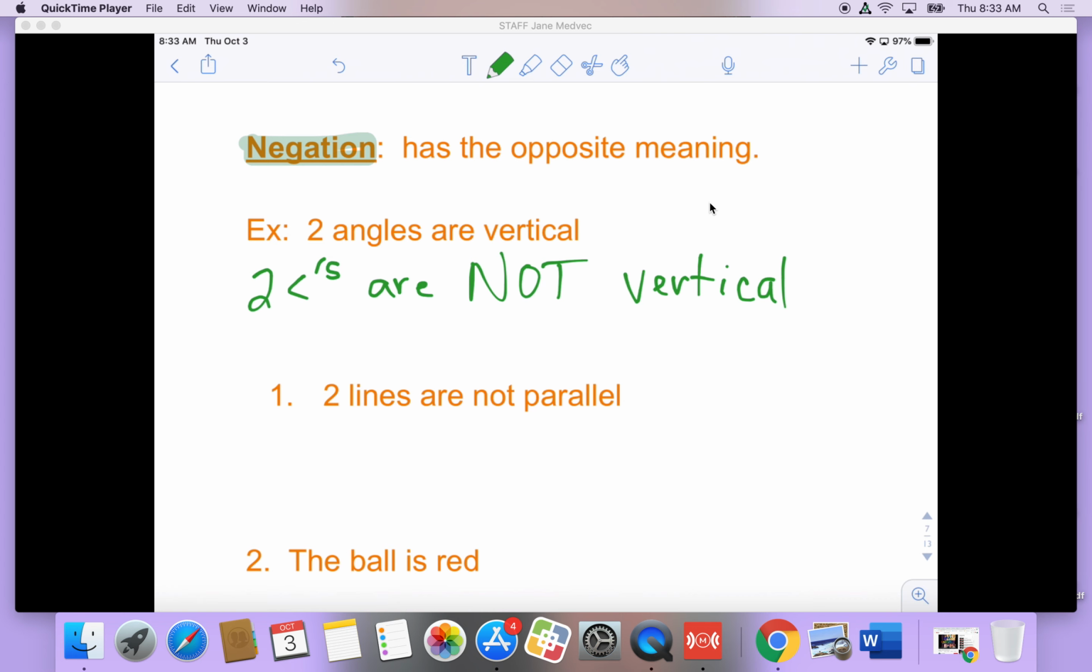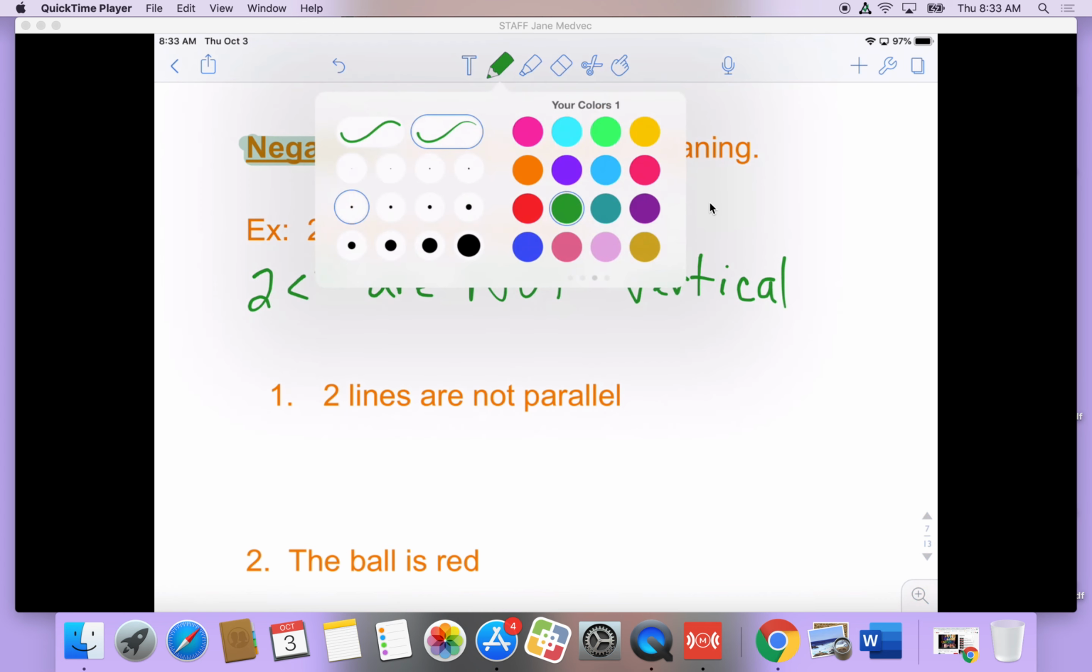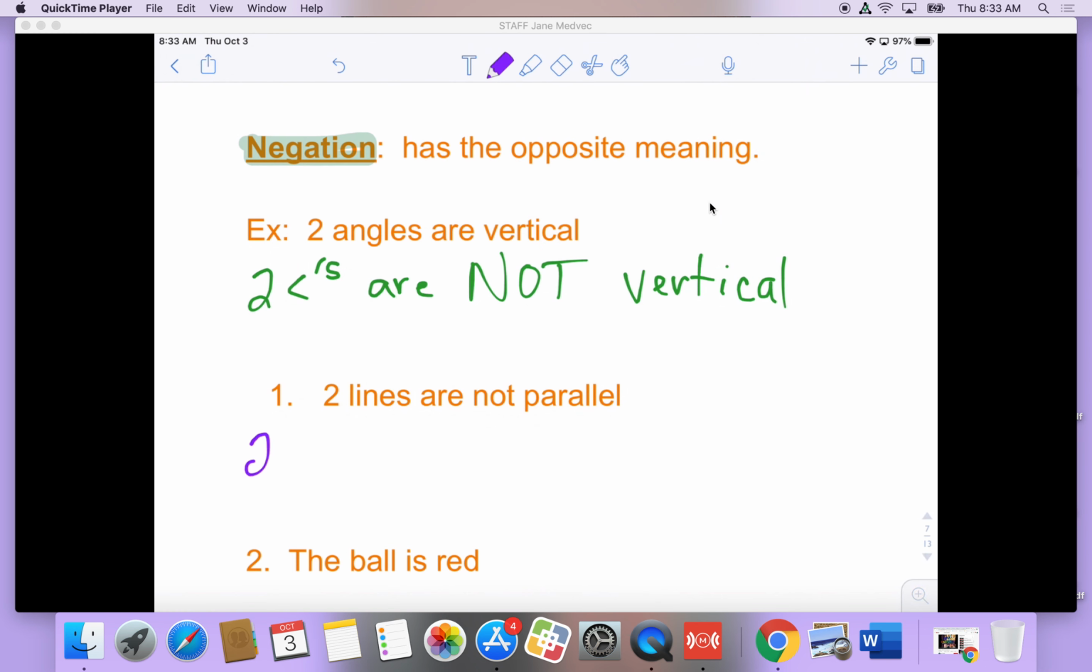What about two lines are not parallel? What can I write? Two lines are parallel. That's right. Two lines are not parallel. And I'm going to use the parallel symbol. Those are two straight, tall, little line segments next to each other. Okay? Am I going too fast? If I am, tell me. I'm happy to slow down.